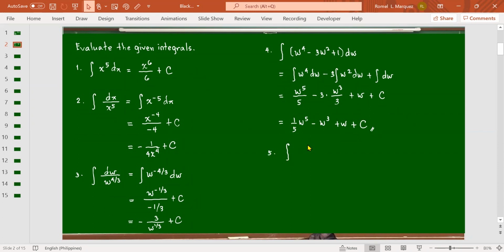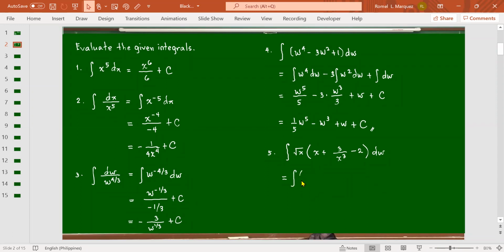Number 5. We have the integral of square root of x multiplied by x plus 3 over x cubed minus 2 quantity dx. What about this, guys? First, we have to distribute square root of x inside this parenthesis, so that we will be able to come up with a simple power for every term, no?